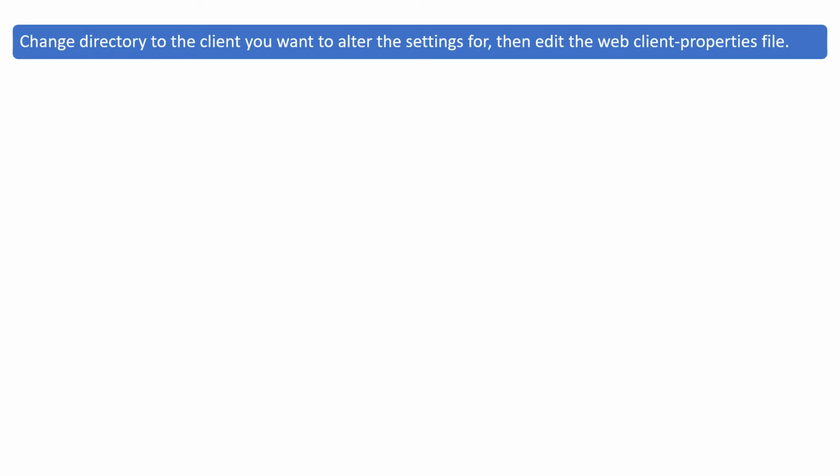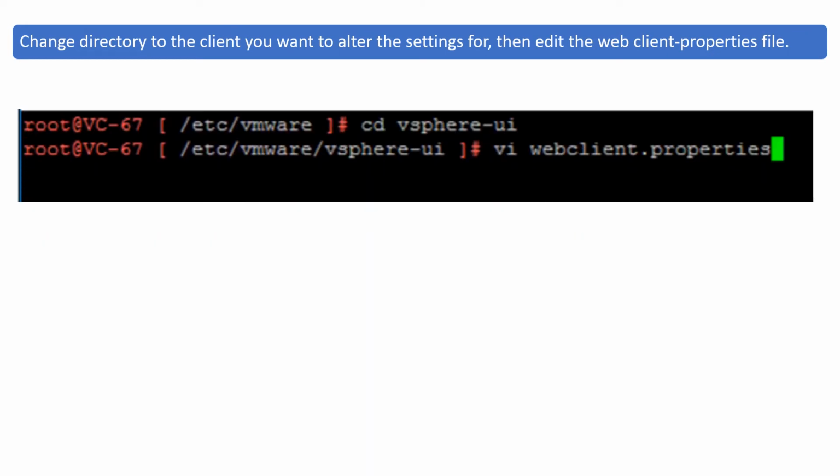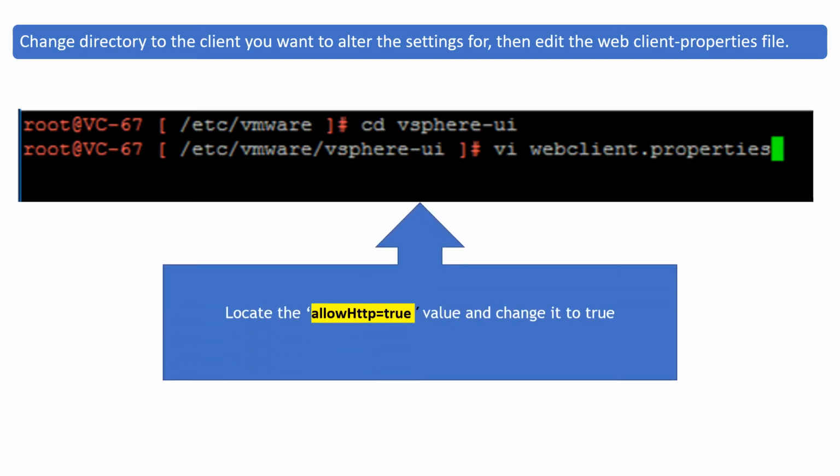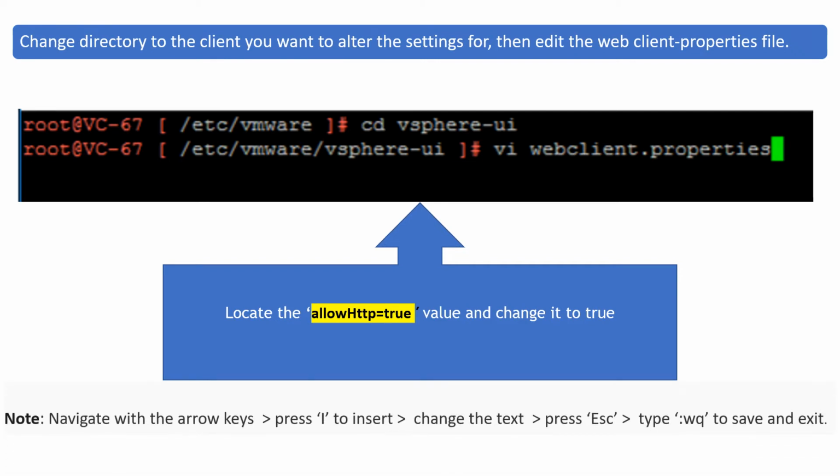Now if you are using HTML5, go to the directory with cd vsphere-ui. Inside that, open the file using the vi editor, that is vi webclient.properties, and locate the line allow.http equal to. Once you locate it, add the value true, save the webclient.properties file, and exit. Once you've done this, you need to restart the services on that vCenter server to make it effective.